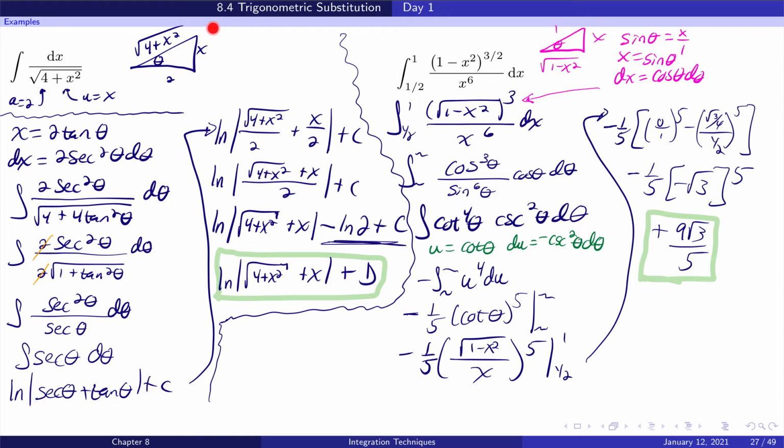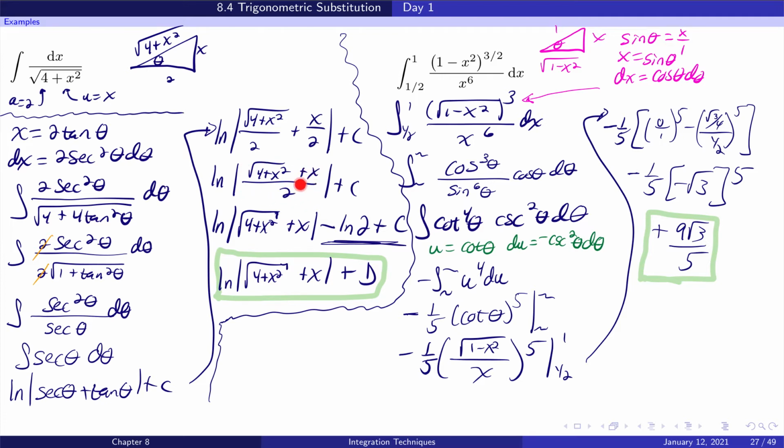Now you're going to go back to the triangle that you drew here and change your secant and tangent thetas into x statements. Secant becomes hypotenuse over adjacent, square root of 4 plus x squared over 2, and tangent becomes opposite over adjacent, x over 2. This is your answer. From this point on, it's just a couple of log properties. Add the 2 together to get this.